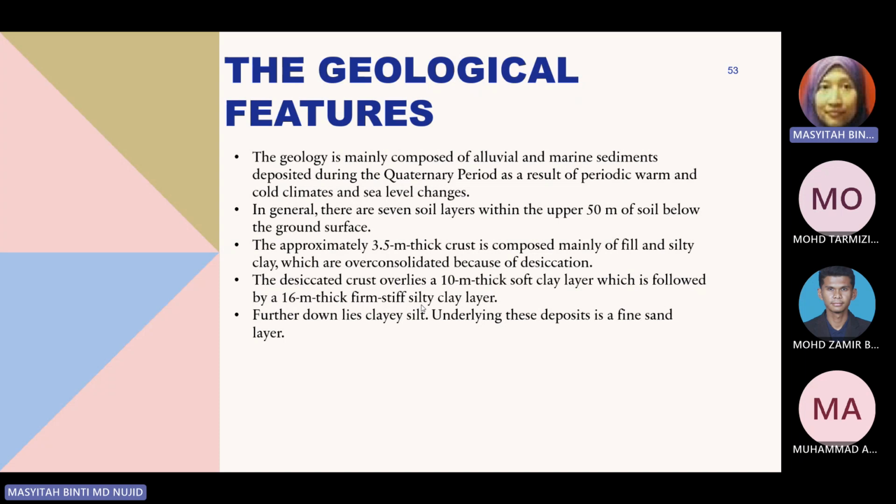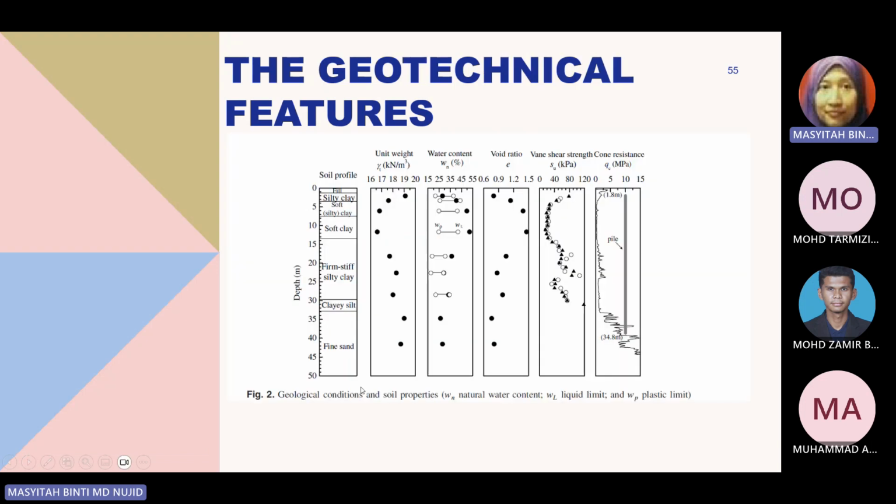So this information later on is sketched as the soil profile, just to indicate the right dimensions of the soil profile for that particular site. At the same time, from the site investigation after the collapse happened, they found out these are the soil properties for the site area, such as unit weight, water content, void ratio, vane shear strength, and also cone resistance. The cone resistance qc is obtained from the cone penetration test.